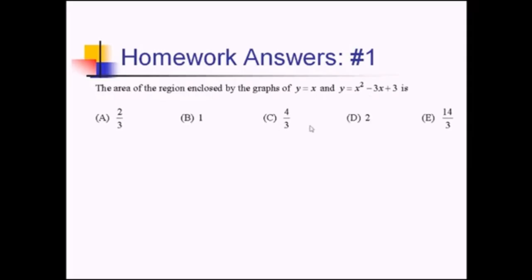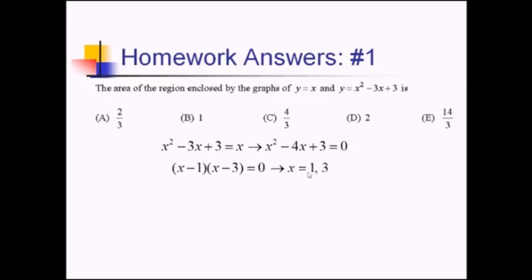So we're going to have to solve a system to get these intersection points. I'm going to set x equal to this parabola over here. And then let's go ahead and subtract x from both sides. So this is going to be x squared minus 4x plus 3. I can factor this into x minus 1 and x minus 3. That gives me x values of 1 and 3. So these are going to be my limits of integration.